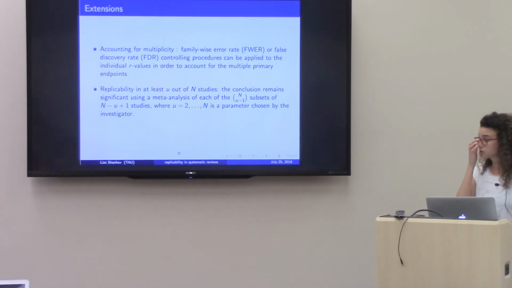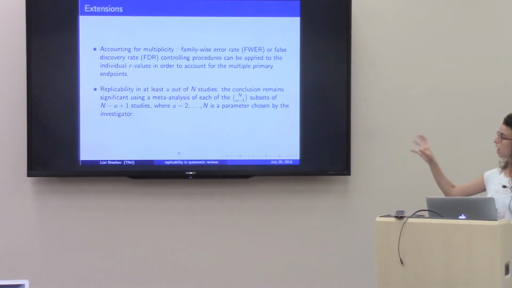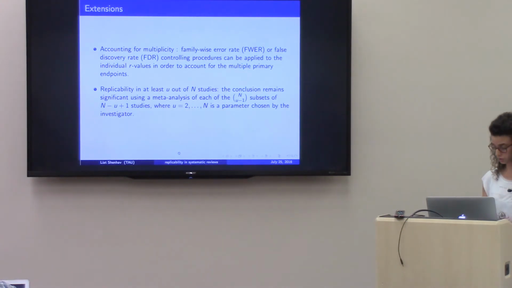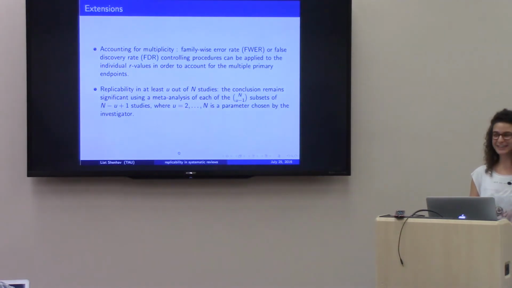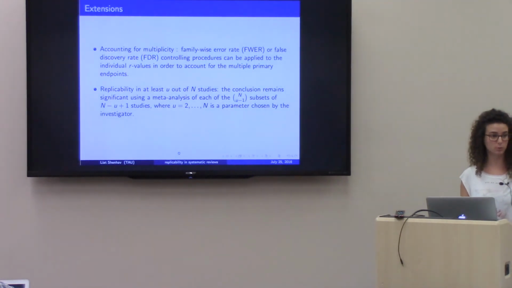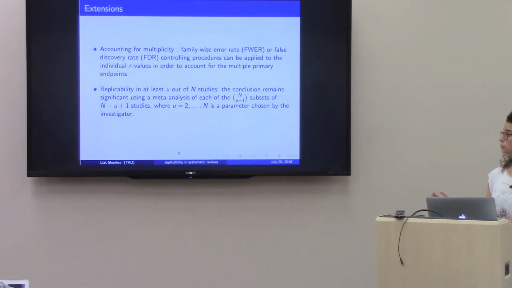So, immediate and important extensions: the single endpoint design I've just described is rather rare. So for accounting for multiplicity, since the R values are essentially p-values, we can apply family-wise error or FDR controlling procedures on the individual R values. So we can use that in bigger studies that have M outcomes and not only 1. And of course, we're not limited to U equals 2. Maybe we want to be more conservative and look at replicability in U studies, where U is larger than 2. The procedure is similar but a little bit different: now we want to make sure that the result is replicated in all subsets of U-1 studies.